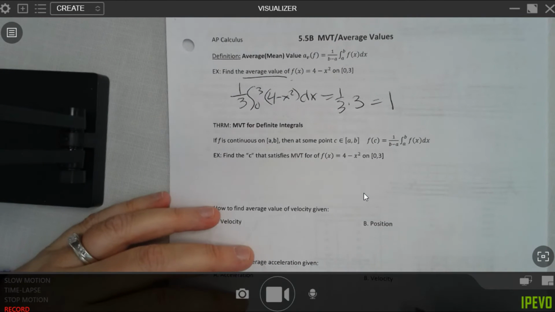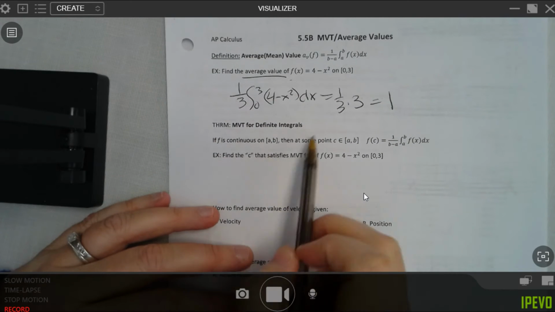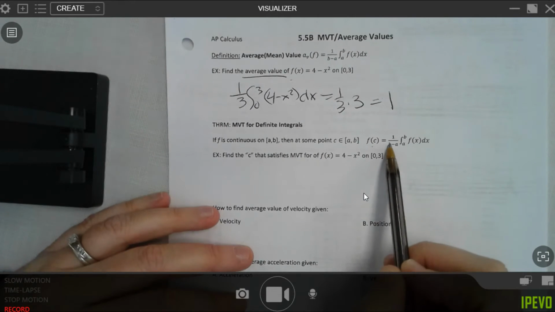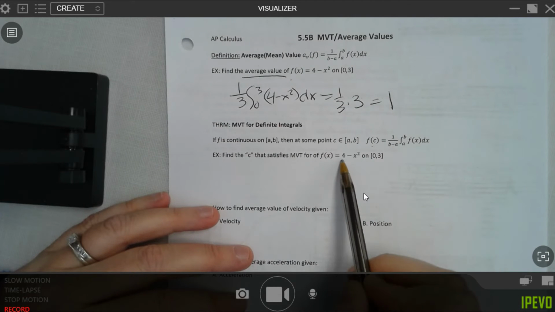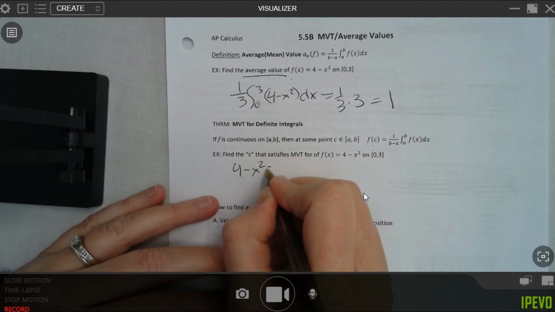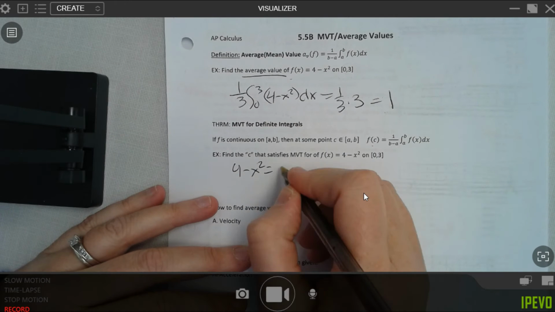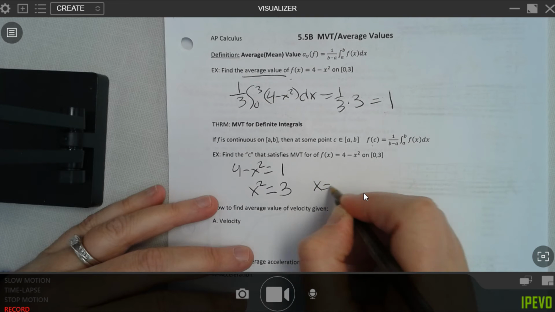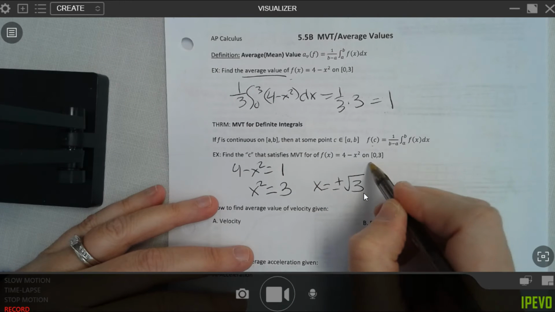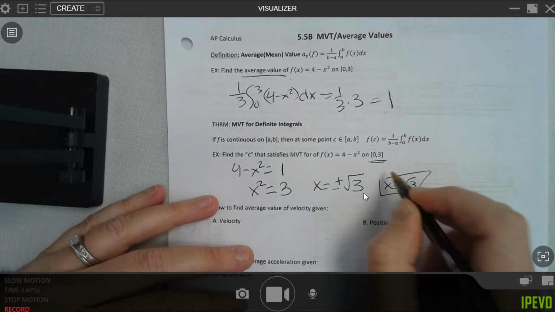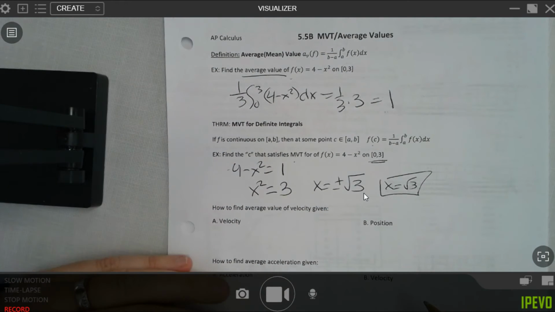Now remember, mean value theorem was that the slope between 2 points equals the slope at 1 point. So for definite integrals, what it's saying is that the average value is going to equal some point on there. So it's saying that the equation right here, the 4 minus x squared, is equal to the average value. So I'm going to do 4 minus x squared equals the average value. So this answer right here goes right here. And solve. So x squared equals 3. So x would equal plus or minus square root of 3, but with a given interval, it's from 0 to 3, we're going to say x equals radical 3. That's the C that's going to satisfy the mean value theorem.